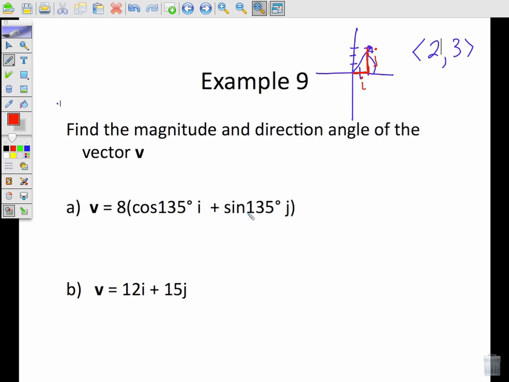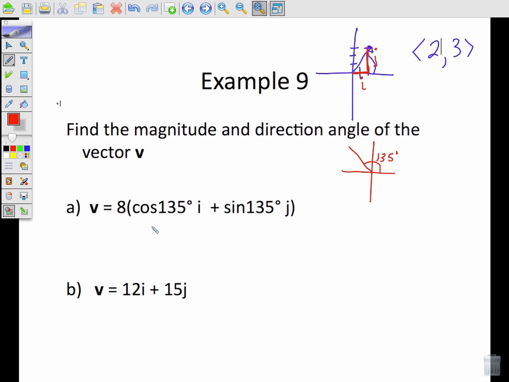In this first example, A, we've got v equals 8 times the cosine of 135 degrees i plus the sine of 135 degrees j. Well, all of this right here is the x value and the y value. So what is the cosine of 135 degrees? Well, 135 degrees is in quadrant 2, and its reference angle is a 45-degree angle.